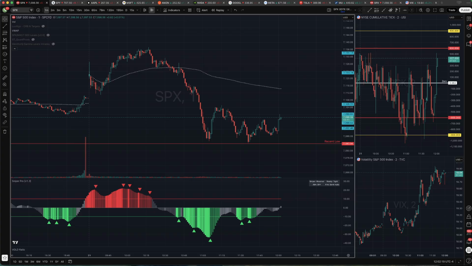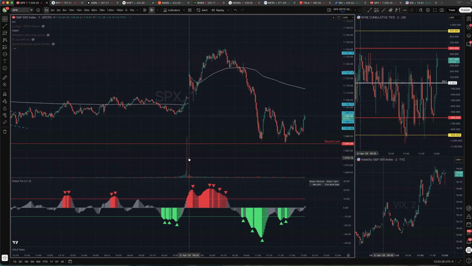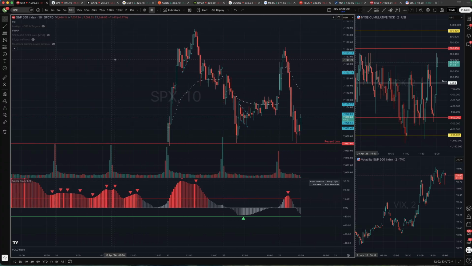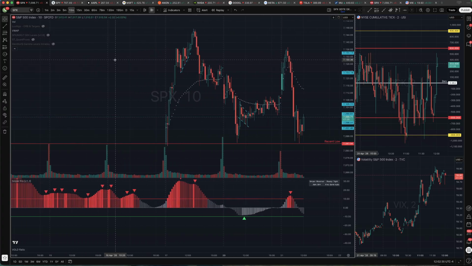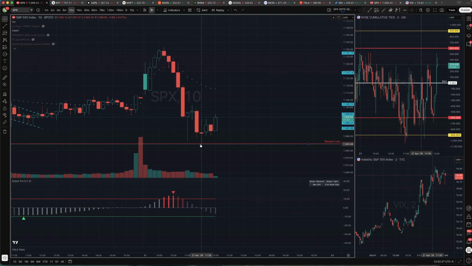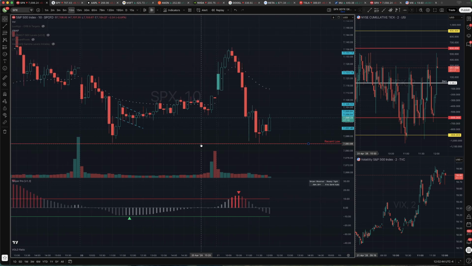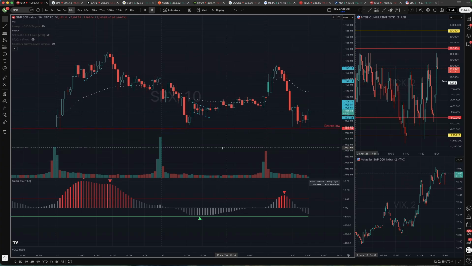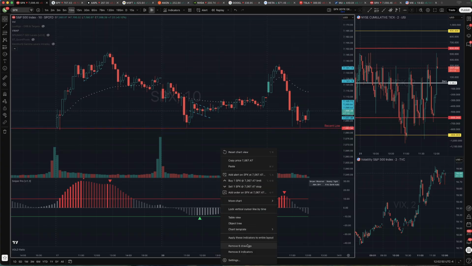What is that? Does anybody know? If I go to a 10-minute chart, yeah, it's the low of the day, but how did I know that was going to be, or potentially going to be, the low of the day? Right? If I scroll out, all right, this is the SPX chart.